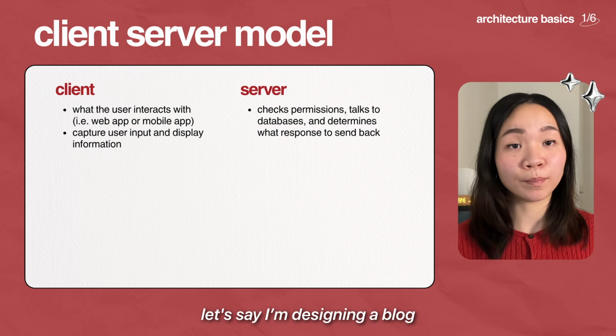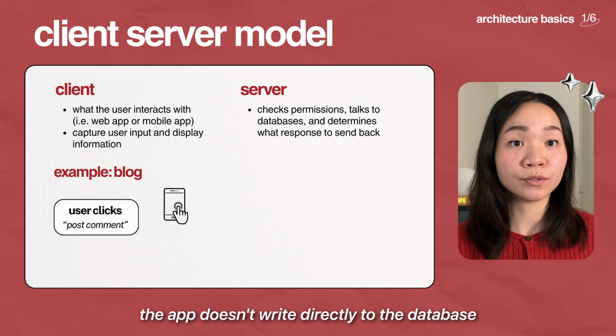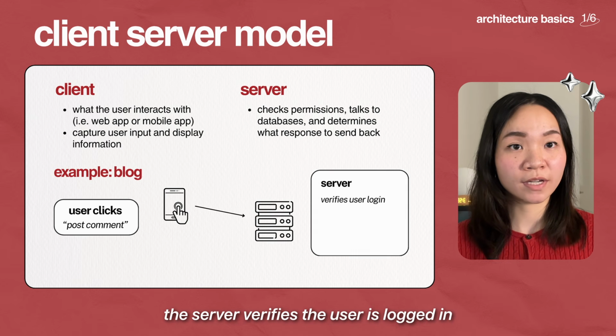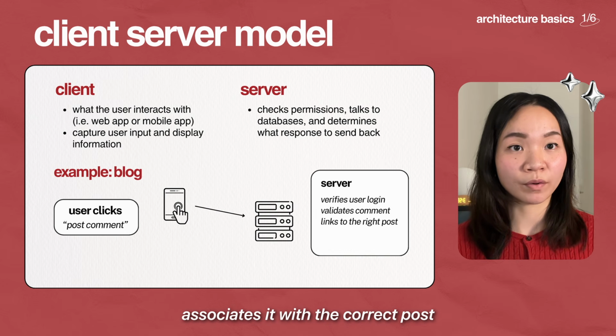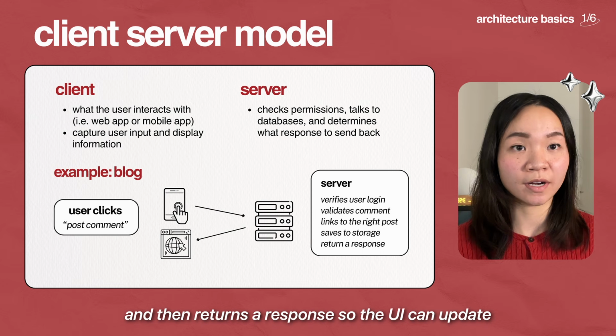Let's say I'm designing a blog. When a user taps post comment, the app doesn't write directly to the database. It sends a request to the server. The server verifies the user is logged in, validates the comment, associates it with the correct post, saves it to storage, and then returns a response so the UI can update.